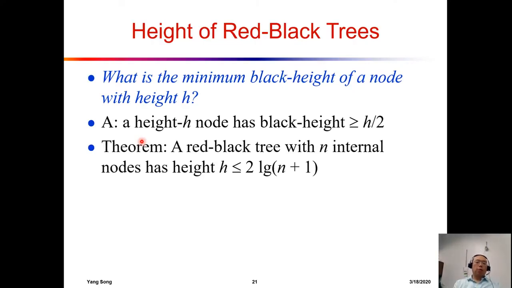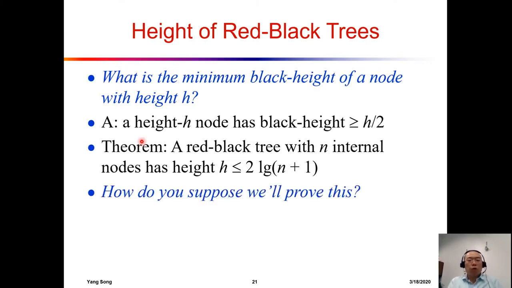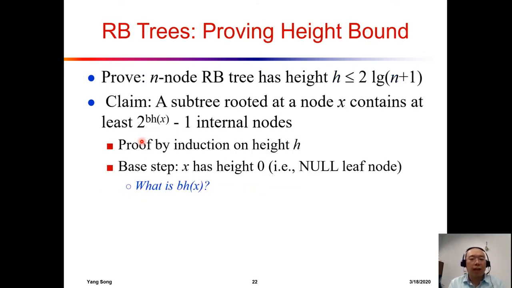So the theorem we really want to prove is: a red-black tree with n internal nodes has a height h smaller or equal to 2 log(n+1). This is the theorem we want to prove. So how do we prove that? Well, we have been doing proofs a lot, and probably you know the answer. And the answer is, of course, we have to do induction. Remember, if we want to do induction, the very first step is to find a very small, very basic case, and we can easily prove that it is true, right?